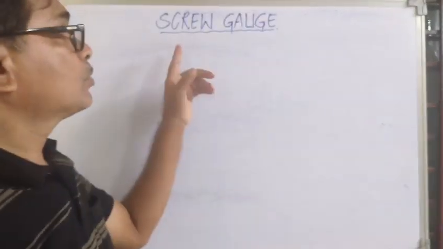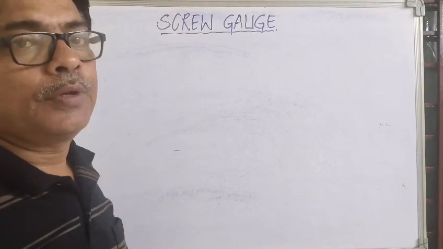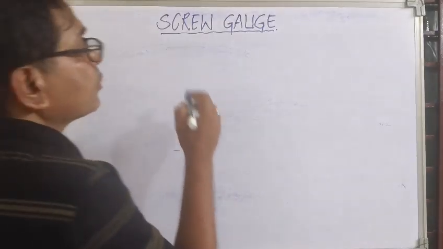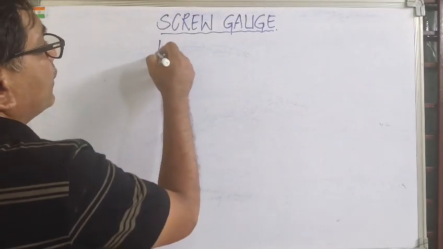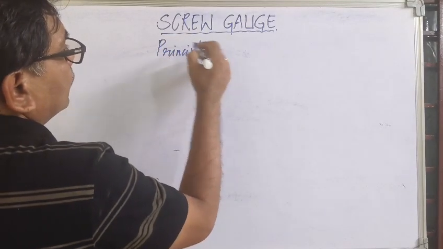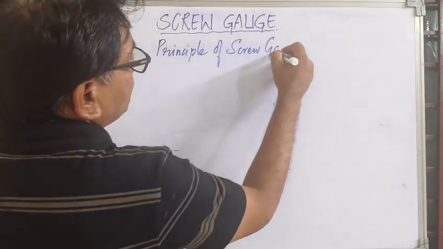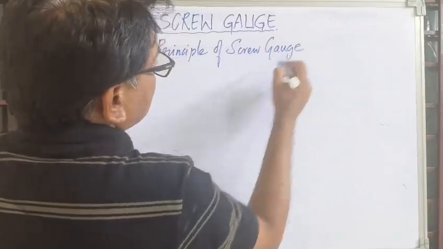Today's topic is about screw gauge. Another instrument, screw gauge. Now screw gauge works on the principle of screw and nut. So the principle of screw gauge is screw and nut.